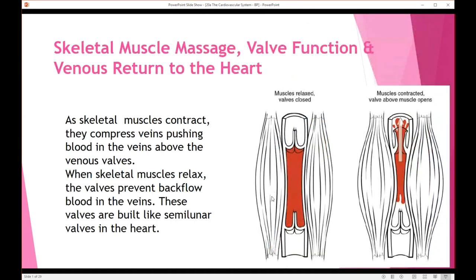So here's that skeletal muscle massage and those valves functioning, right? We're going to constrict these muscles right here. They're going to push onto the blood vessel, and that's going to force the blood up through the valve.